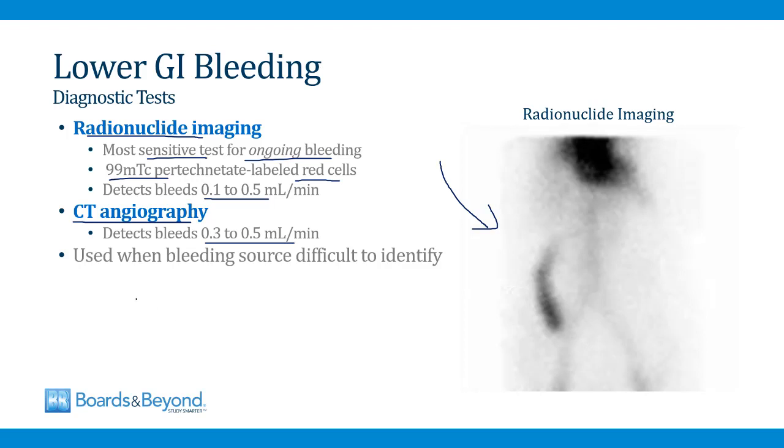And so as I said, these two tests are generally used when a patient has ongoing bleeding and the source is difficult to identify. After doing one of these tests, you will know where the source of bleeding is and you can come up with a plan to stop it, either through surgery or some other intervention.